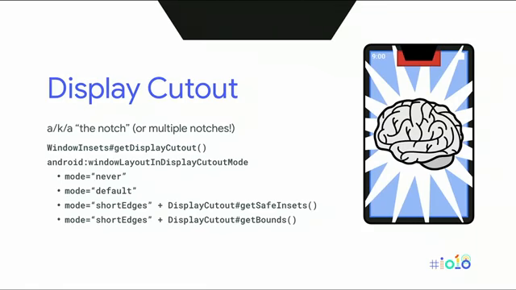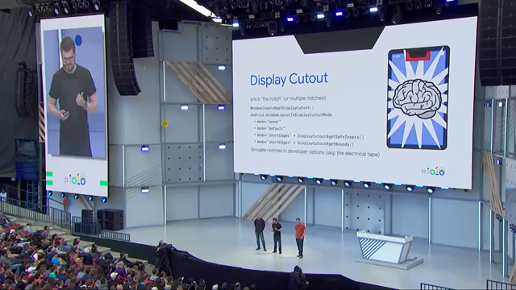And then finally, the cosmic version of this, you can do short edges, but you can actually get the bounds of the cutout as a region. So you will get the exact set of rectangles that are unavailable to you on the screen, so you can display UI in the corners if the corners are available, or if there's a corner cutout, you can move things out of the way so that it's visible in the center of the display. This is the most advanced version of it. And you can put the electrical tape away because you can actually simulate notches now in developer options on your device.